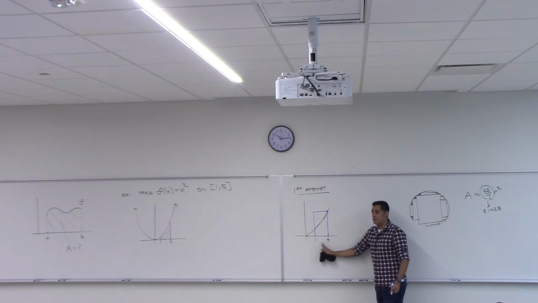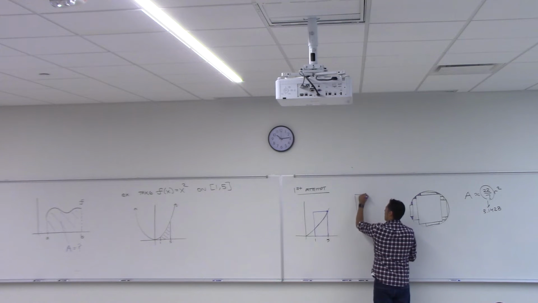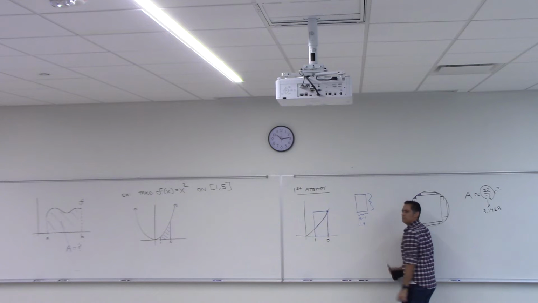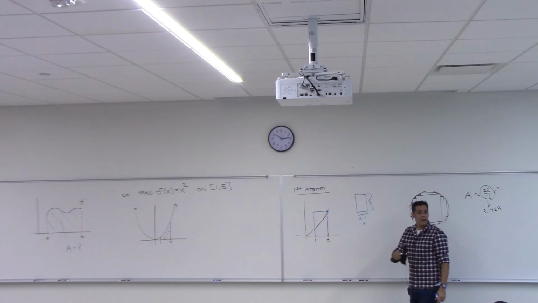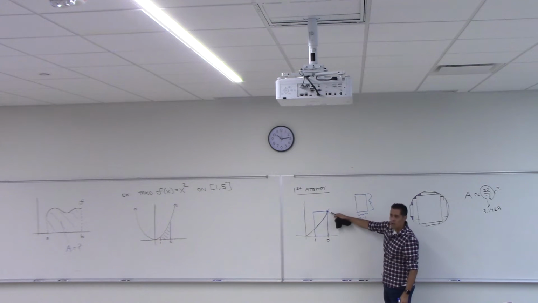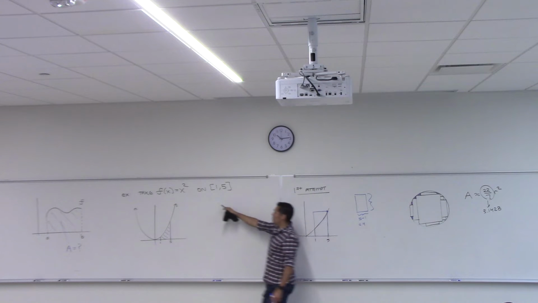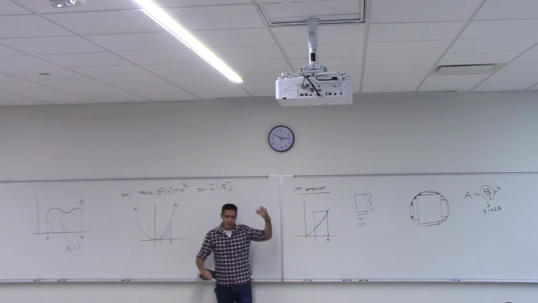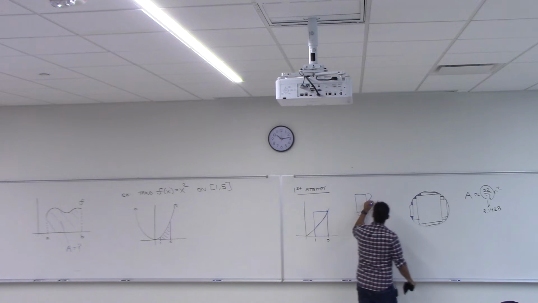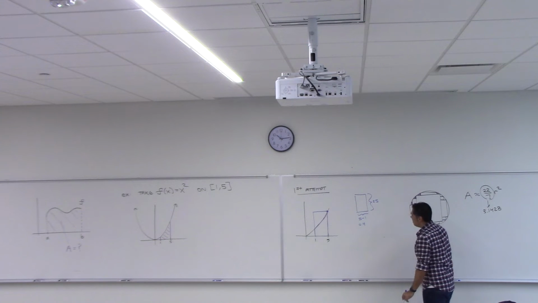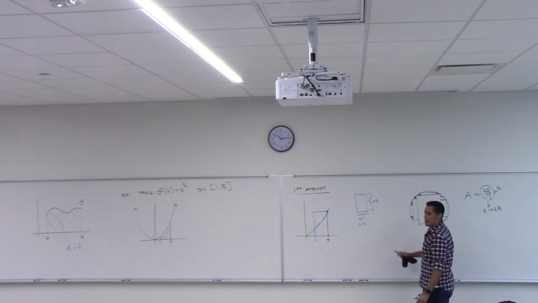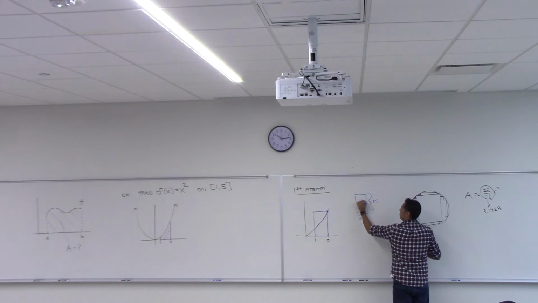Do you know how wide it is? That blue rectangle has a width of 5 minus 1, which is 4, right? And do you know how tall it is? 25. How do you know it's 25? Because I picked that top right corner to be the top of my rectangle, and that 5 gets plugged into the function, x squared. 5 squared is 25, right? So this distance from here to here is 25. So what is the area of this rectangle? 100. So the area of this is 100.